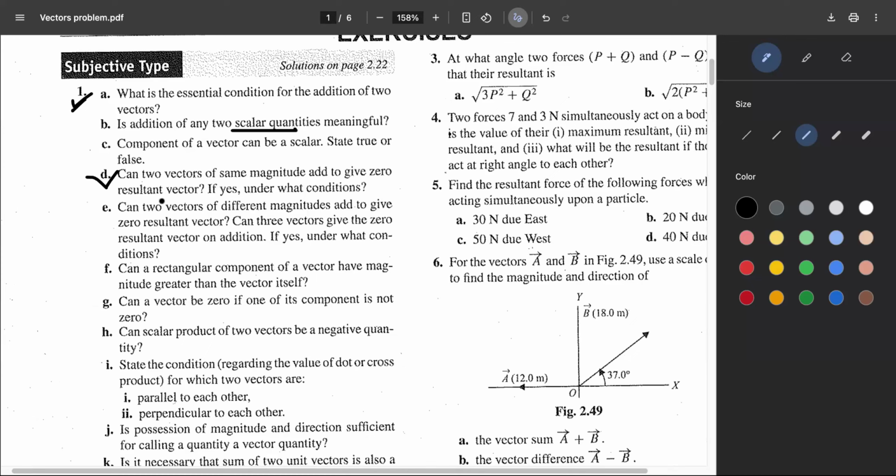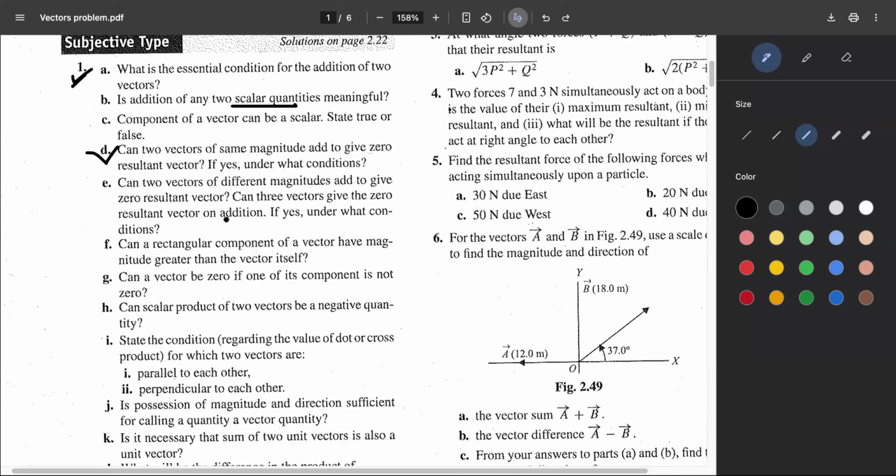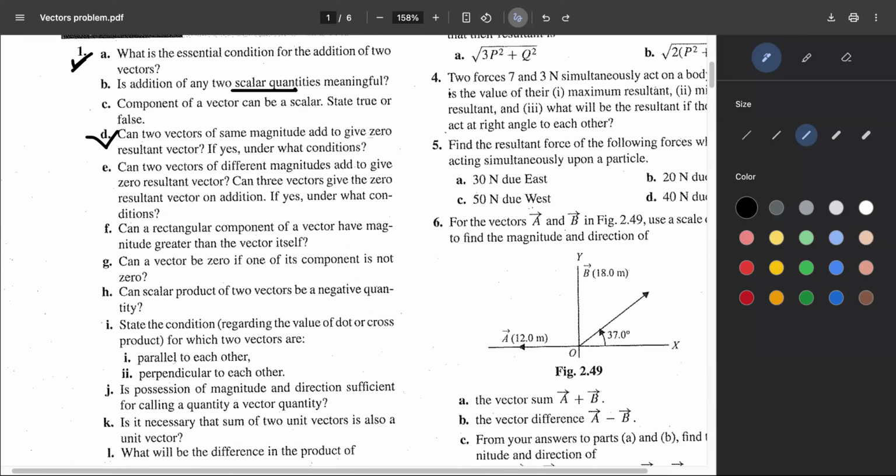Okay, so basically, when you are going to get the addition of two vectors to be zero, first of all the magnitude is supposed to be the same and the direction is supposed to be opposite. If this is the condition, when magnitude is the same and direction opposite, then you are going to get the zero vector. Can two vectors of different magnitude add to give zero resultant vector?